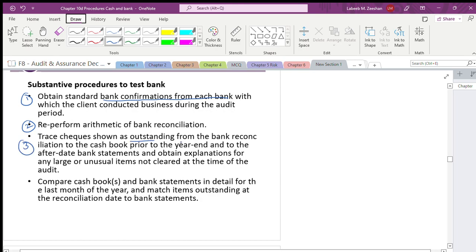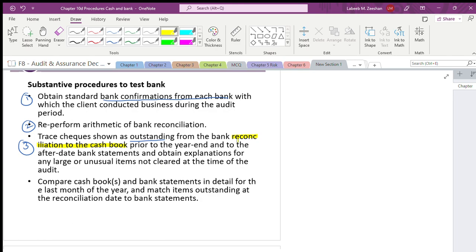What are the outstanding checks? It's nothing but a reconciliation. We are doing the reconciliation to the cash book, prior to the year end and after the date. When you do reconciliations, we can see checks deposited, and checks received but not deposited. So many things will come into the picture. Reconciliation is very important.